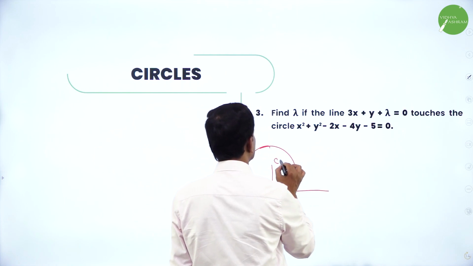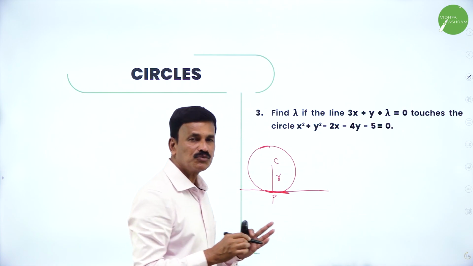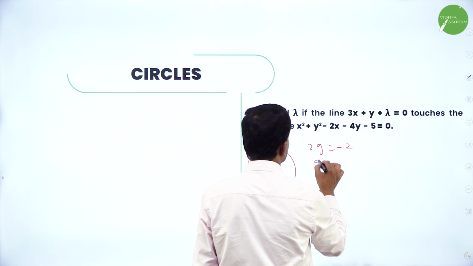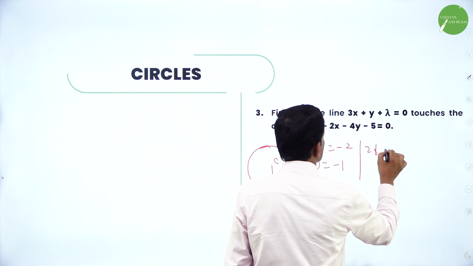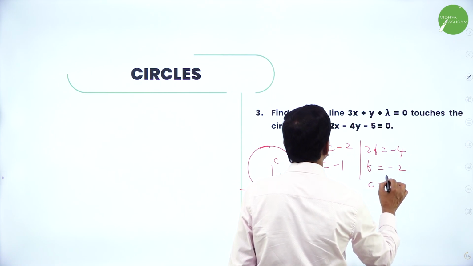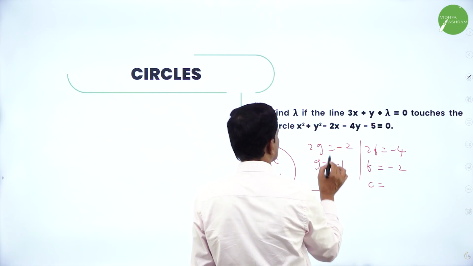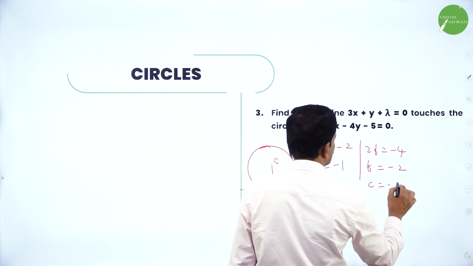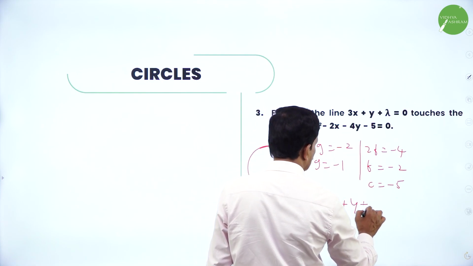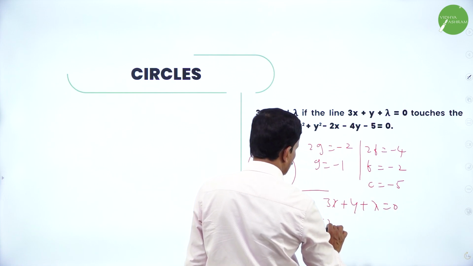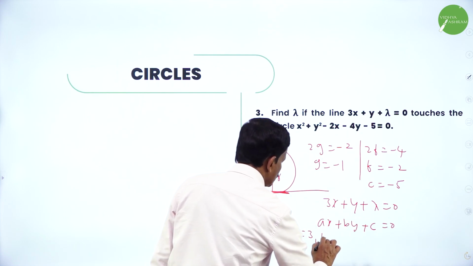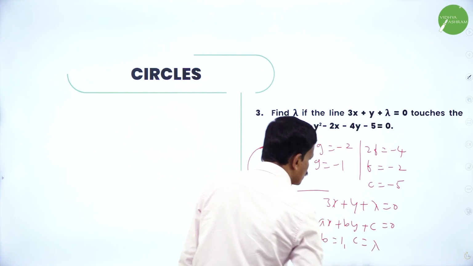Now, just find out the center for the circle and the length of perpendicular, equate it, you will get the answer. From this, 2g is equal to minus 2, g is equal to minus 1, 2f is equal to minus 4, f is equal to minus 2 and c is equal to minus 5. From the line 3x plus y plus lambda is equal to 0, comparing with ax plus by plus c is equal to 0, here a is equal to 3, b is equal to 1, c is equal to lambda.